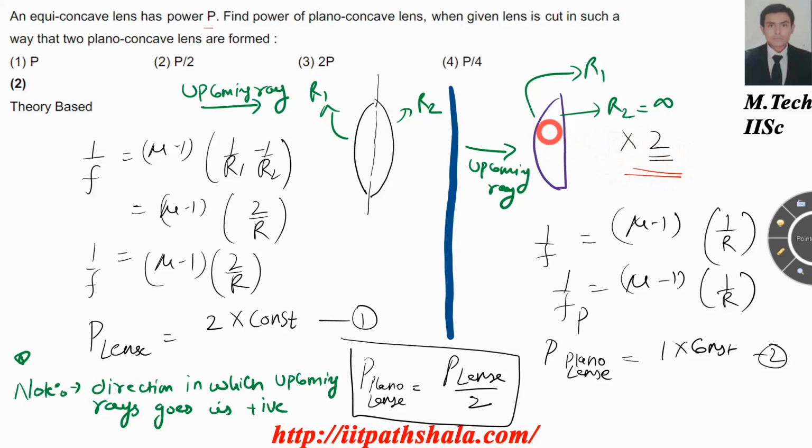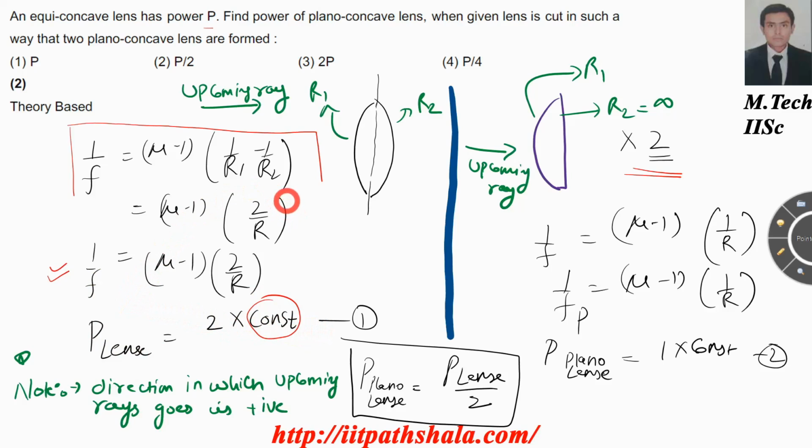Now you have to find the power. It's a theory-based question, so first apply the following formula. Now as you know, R1 is equal to R2, and using the sign convention I can figure out the value of 1 by f. 1 by f is nothing but the power itself. (mu minus 1) by R is nothing but my constant. So I'm getting the power of the lens equivalent to 2 into the constant.